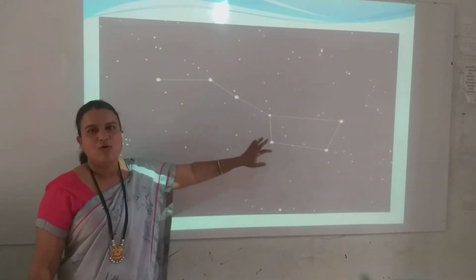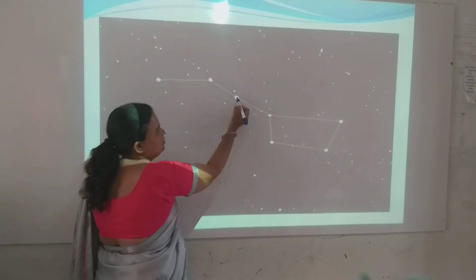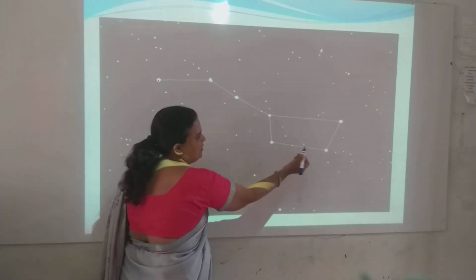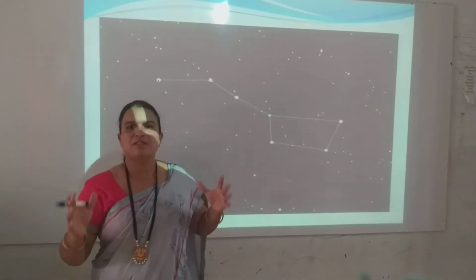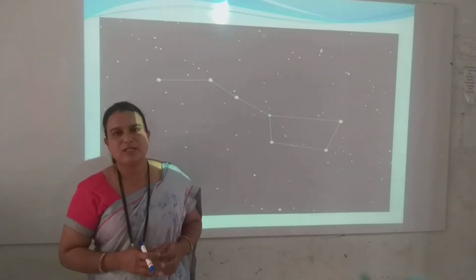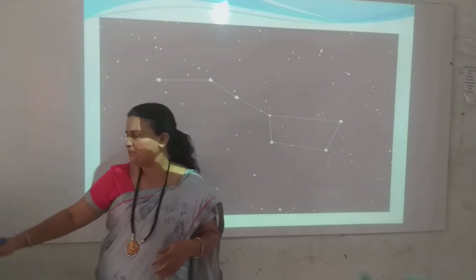So this is the Ursa Major. We will count the stars: 1, 2, 3, 4, 5, 6 and 7. So a constellation of 7 stars, made up of Saptarishi, is also called Ursa Major.